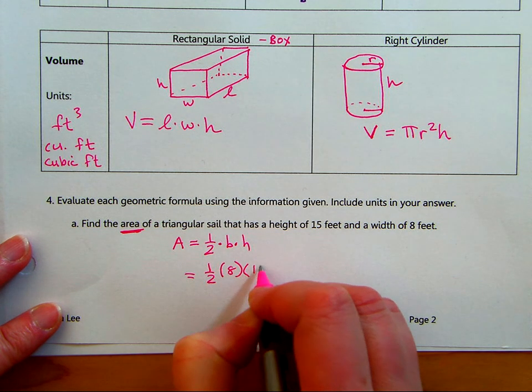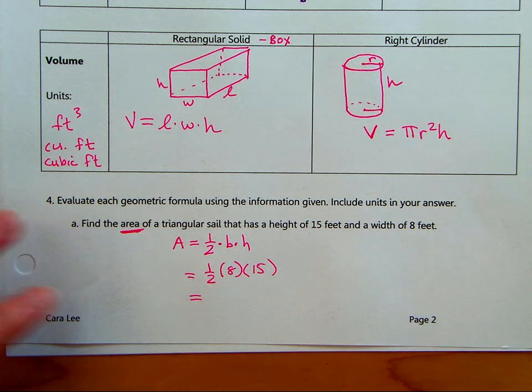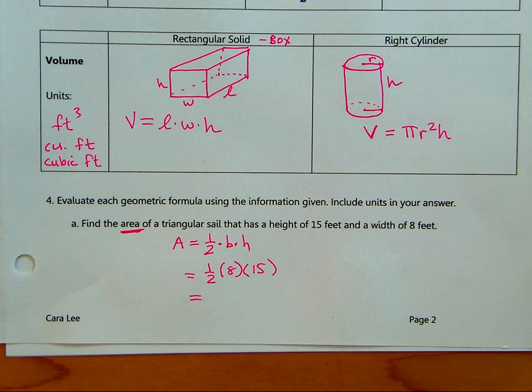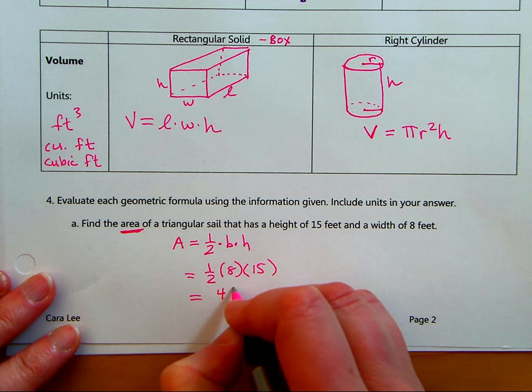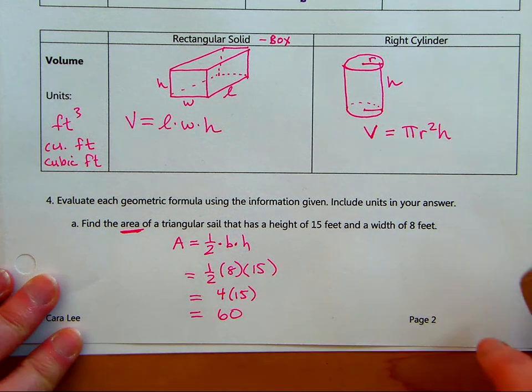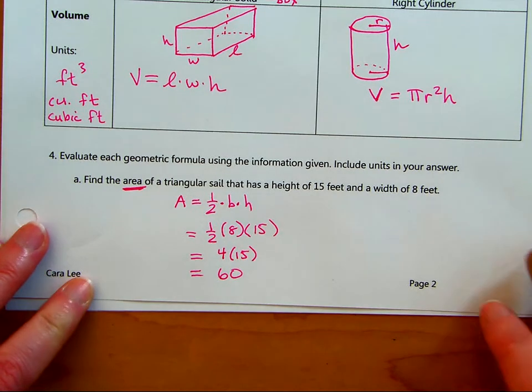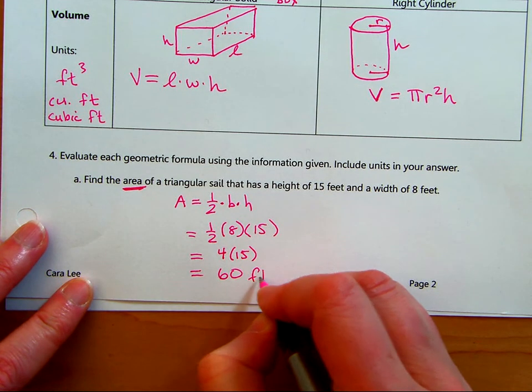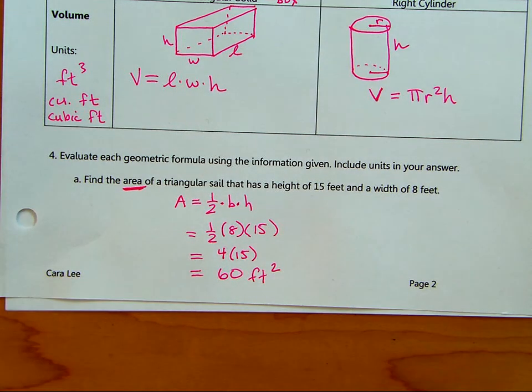Or you can do parentheses. If one of them's even, that's nice, right? Because I want to take half of the even one. Doesn't matter if I wrote it second, I can still do half of that one. So 4 times 15. 60 what? Square feet. Yeah, good. Square feet or feet squared.